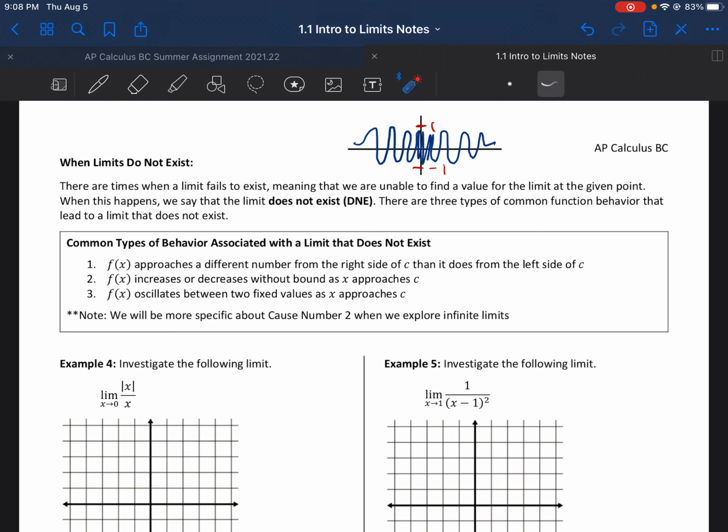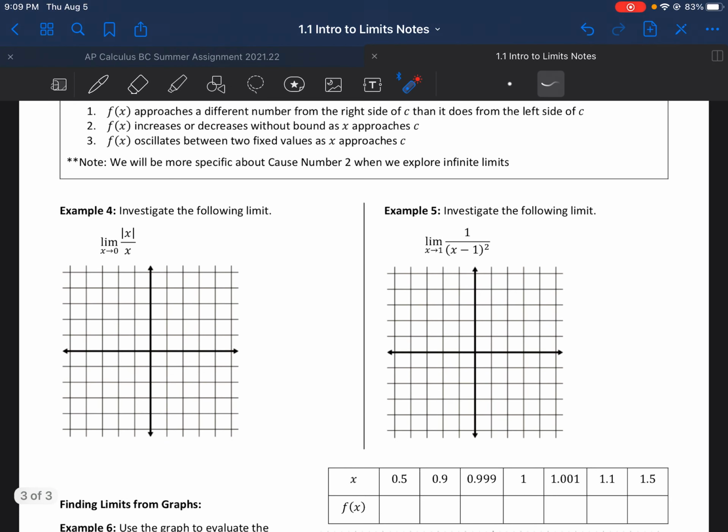Not the greatest graph, but we kind of get the point. Notice that the function values are bouncing between -1 and +1. The oscillating behavior is happening right in here. That'd be an example of where you have oscillating behavior. It keeps bouncing between two fixed values as we approach a certain number. We don't really know what's happening in there. It just keeps bouncing back and forth. We would say the limit does not exist. Okay. But let's look at some examples here.